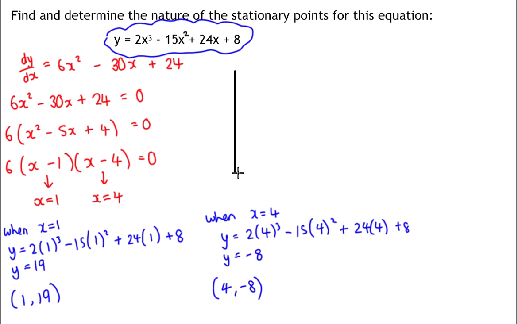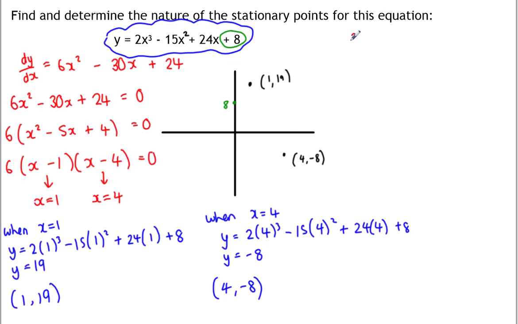So if you wanted to sketch this before we go any further, we've got a stationary point at 1, 19, so maybe up there. Nothing wrong with sketching if it helps. And we've got 4, minus 8, which is down here. And also our y-intercept is 8, so we can even put that on, which would be roughly there. I'm not putting a scale on, this is just rough positions. And then we find whether these are maximums or minimums, and the sketch helps because you can see it goes up through there and then comes back down. So I would assume that this is a maximum and this is a minimum, but we still have to prove it.